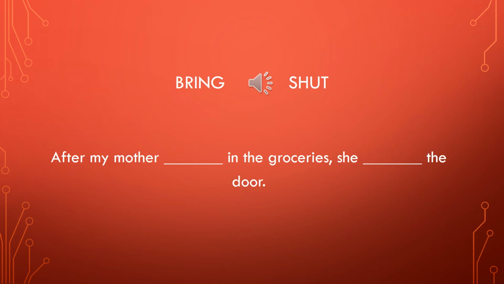Let's try another one using the verbs bring and shut. After my mother blank in the groceries, blank the door. The first blank uses the verb bring, which is an irregular past tense verb, so it becomes brought. In the second blank, shut is also an irregular past tense verb. It becomes shut. It does not change.